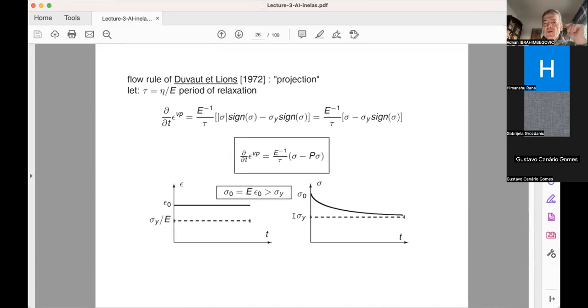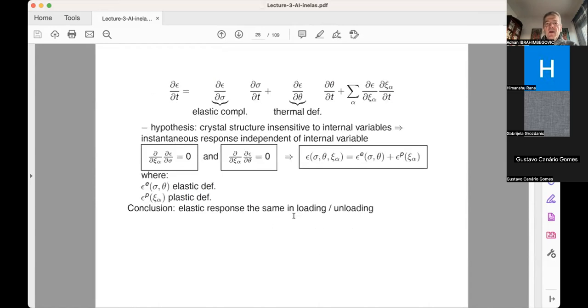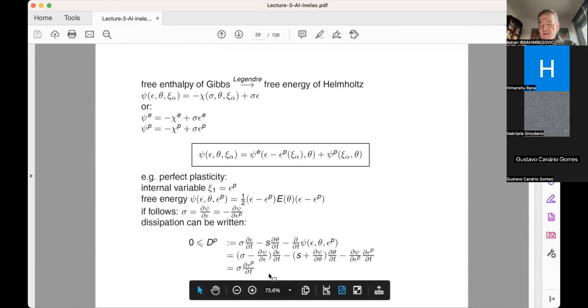If you want to make sure that you have very fast evolution, you go to rate-independent plasticity, or the simplest version of that, so-called perfect plasticity, which is simply a series connection between an elastic spring and a frictional slider with the limit of elasticity equal to sigma y. For this one, we described in particular how you obtain the dissipation as the product of the stress, being the conjugate to the internal variable, which here is the plastic strain. This is the sliding of the frictional slider.